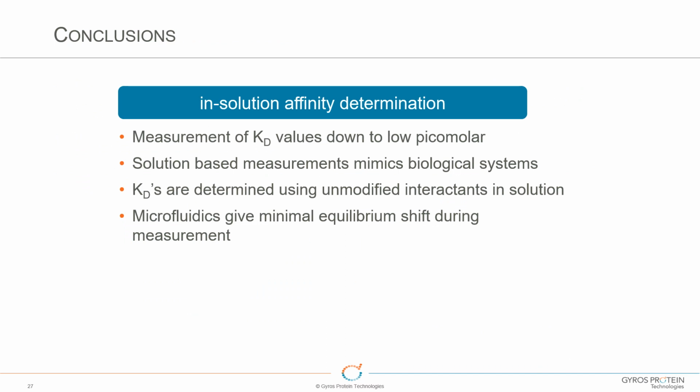So hopefully we've given you a good overview of in-solution affinity determination on the Gyrolab. I think the important thing is that we can measure KD values down to low picomolar. It does solution-based measurements, which does minimize biological system effects. It's a very useful thing that you can do on the instrument, and even if you're not doing affinity determinations regularly, maybe you can use it to characterize reagents or to understand some of the results you're getting. It's a very useful tool.